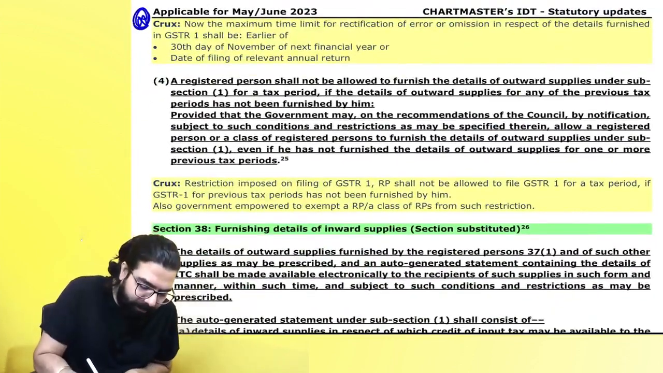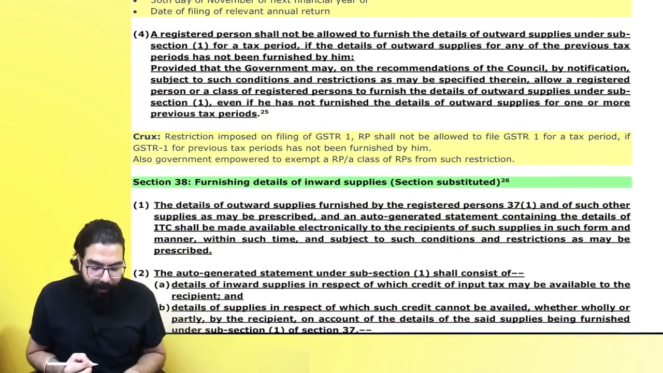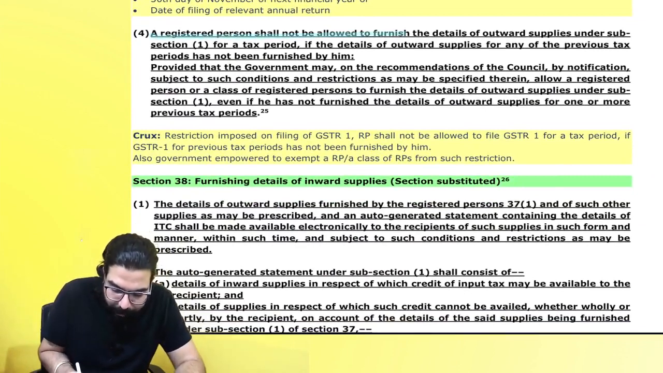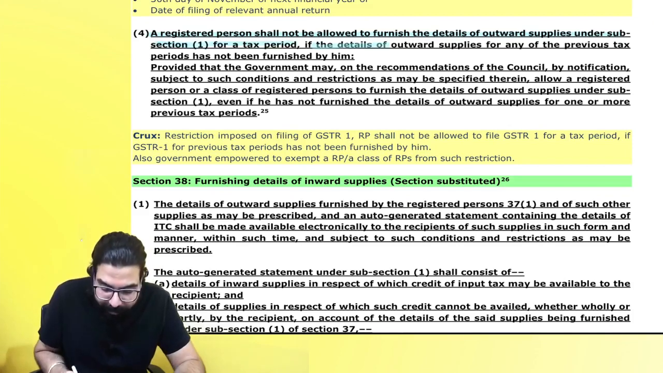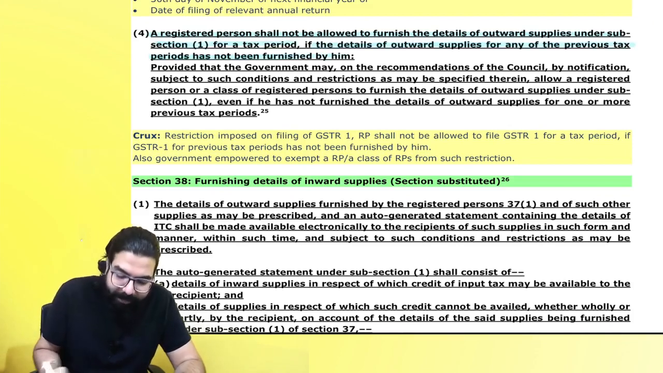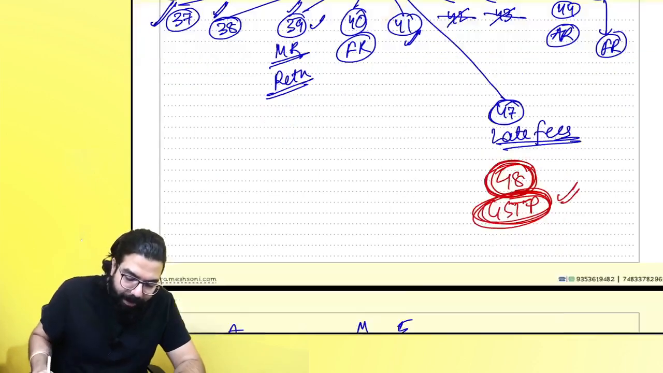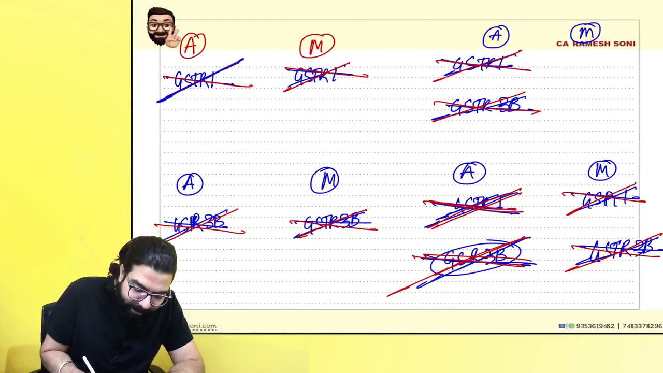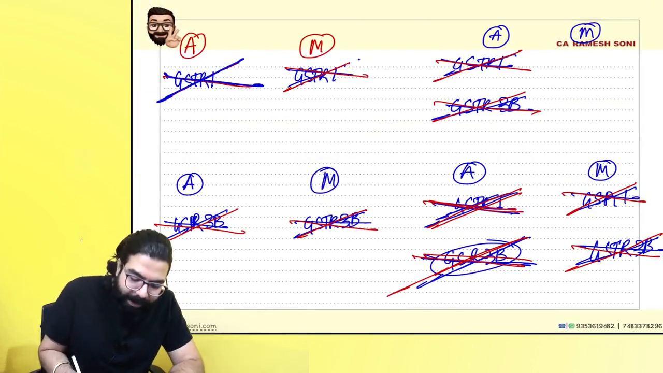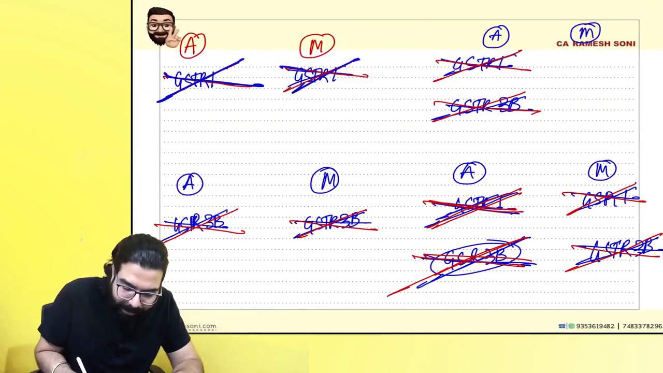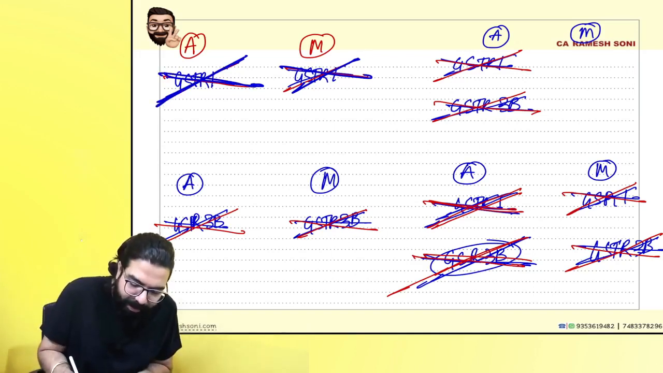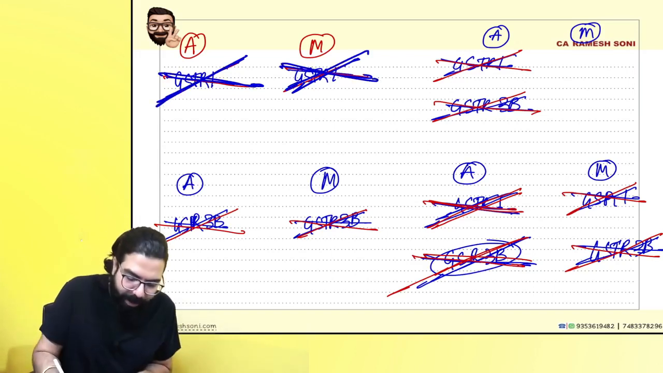Here, crux is written. Next, everyone over here, now it goes ahead and says, a registered person shall not be allowed to furnish details of outward supply for a tax period if details of outward supply for previous tax period has not been furnished. Baba, everyone over here, I've gone ahead and written over here. See, sir, if GSTR 1 were not furnished for 1 quarter or 1 month, then next GSTR 1 you cannot go ahead and furnish. GSTR 1 not furnished, next GSTR 1 you cannot go ahead and furnish.